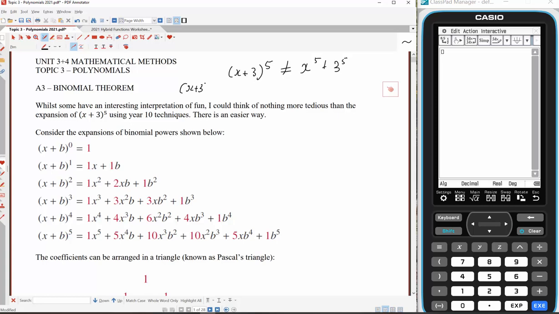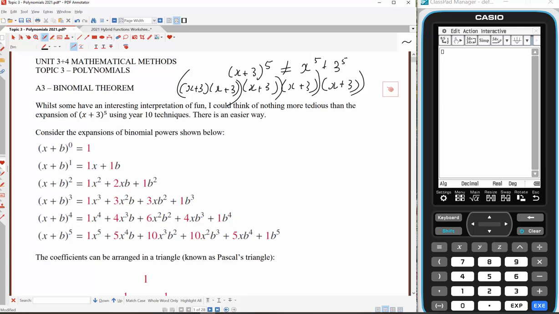So you'd write (x + 3), (x + 3), (x + 3), (x + 3), and (x + 3). And what you would do is multiply those to get a quadratic, then by that to get a cubic, then by that to the quartic, then to get the power 5 like that. It would take a long time and you'll probably make some mistakes along the way. Now, there is an easier way. It's not ridiculously easy, but it's easier.